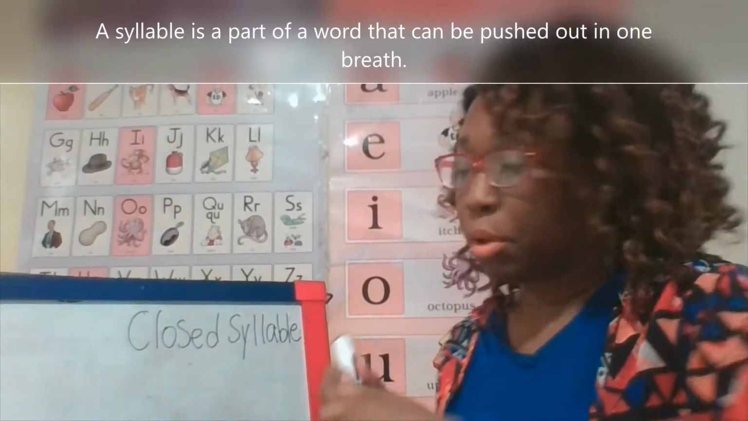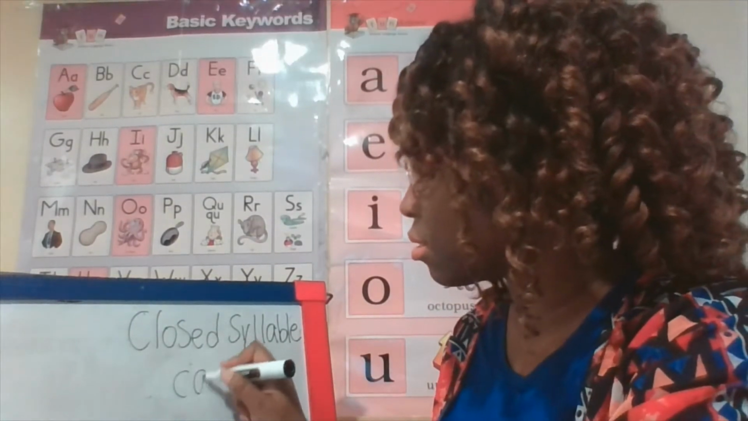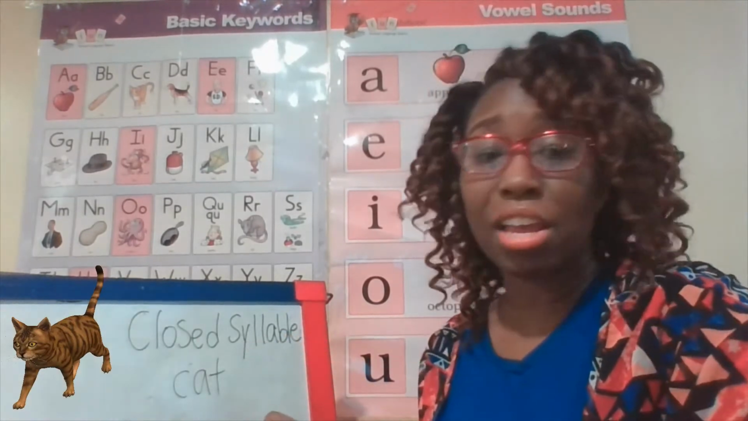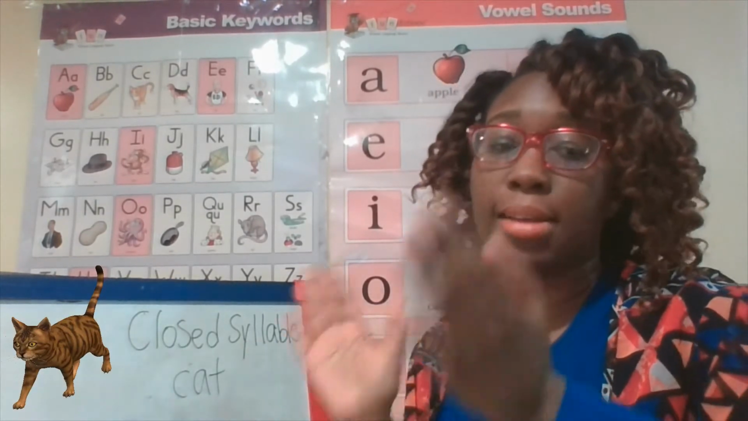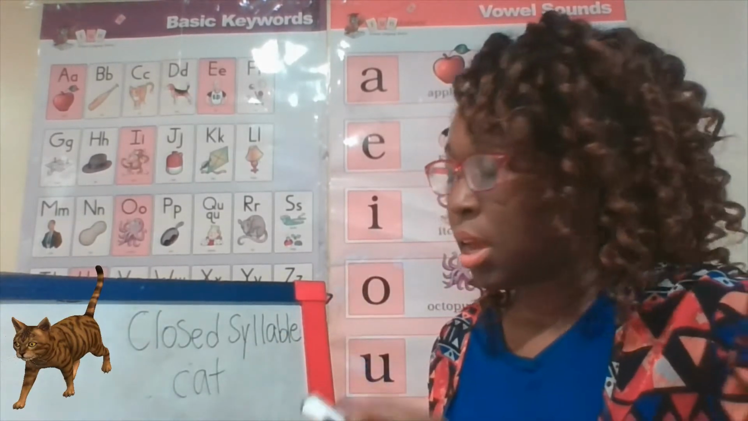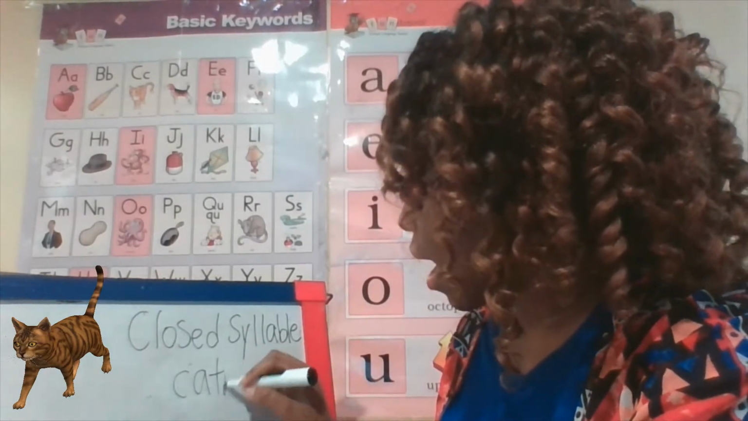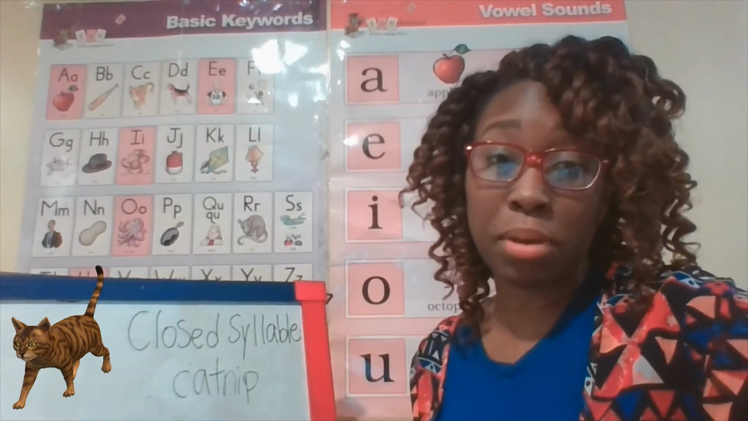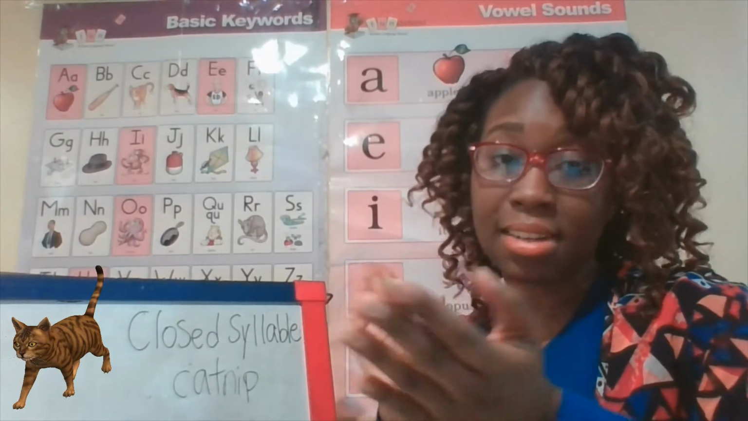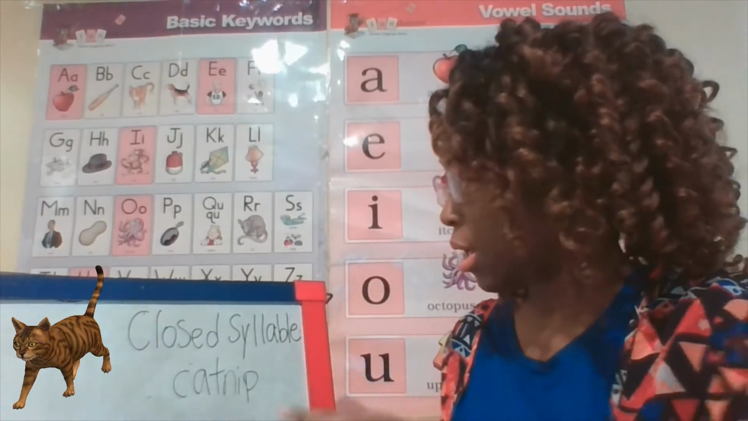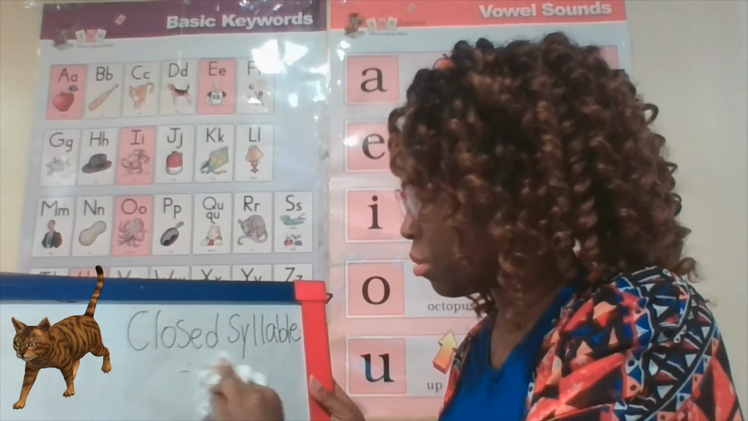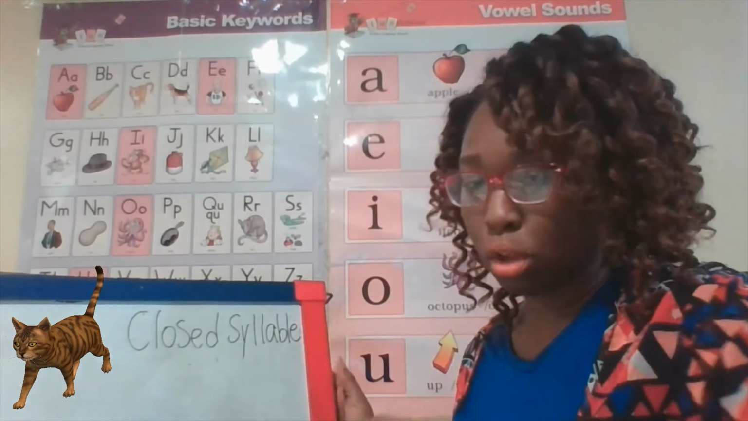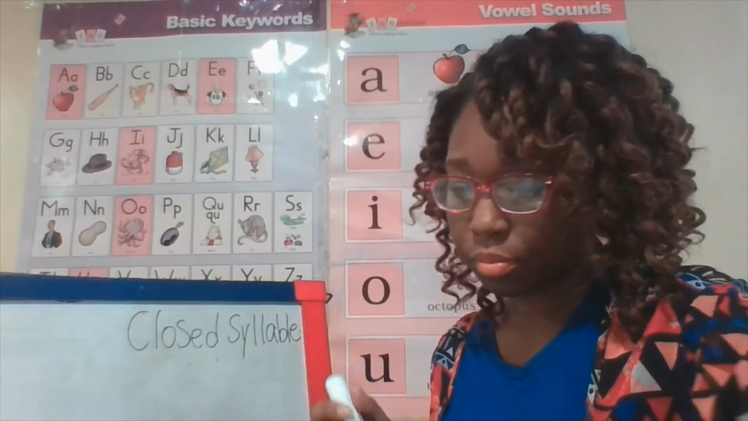So, for example, in the word cat, I can use one breath to say cat. Cat. Now, if I wanted to say catnip, that would be two syllables. Catnip. Okay? So that is a syllable. So let's talk about closed syllables.